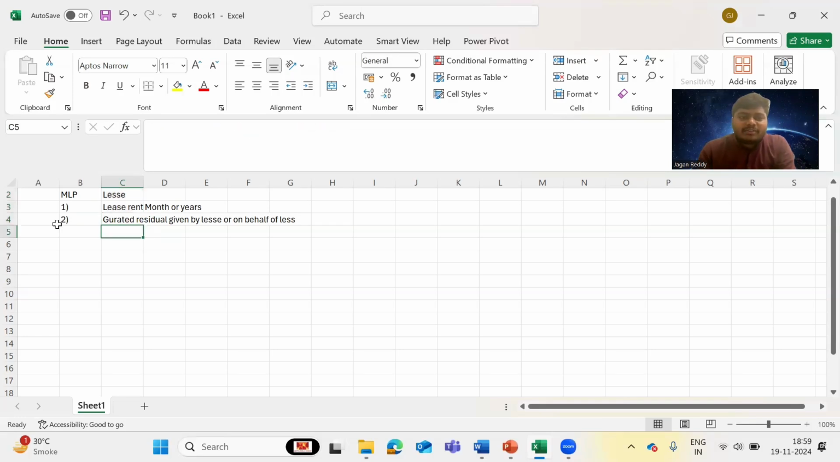So we have considered these two points: minimum lease payments from the point of view of a lessee. One is the lease rentals every month that you will pay, plus the guaranteed residual value. We will discuss that guaranteed residual value after completion of these five definitions. Next one is minimum lease payments from the viewpoint of a lessor.